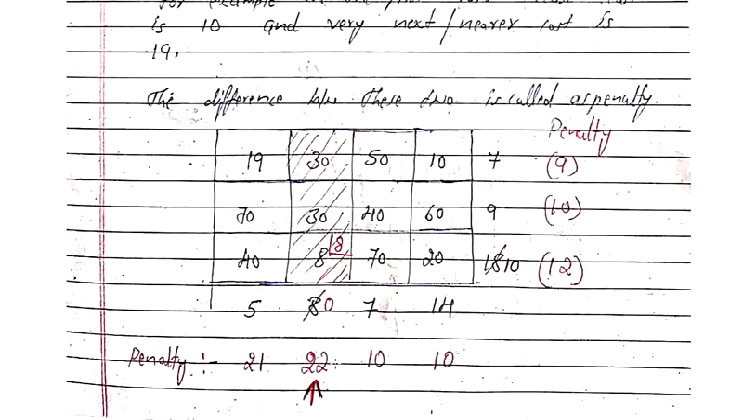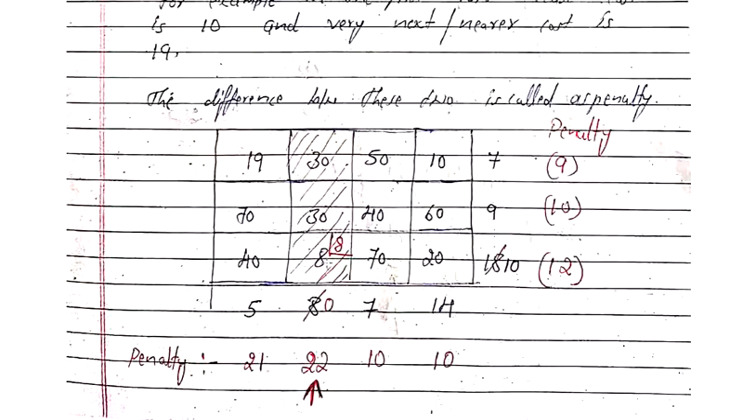I am going to select this particular column, where we have got the highest penalty cost. In that column we have to select the least cost. That is very similar to the previous problems we have solved. So we have to find out the least cost in that particular column where we have got the highest penalty. So I am selecting this particular column, where we have the highest penalty cost.